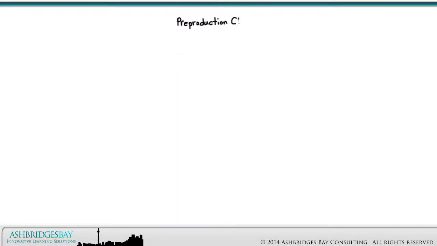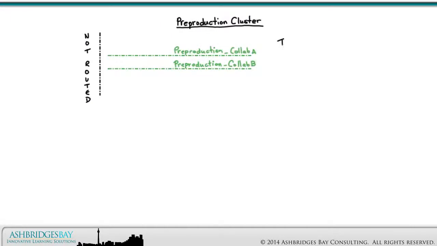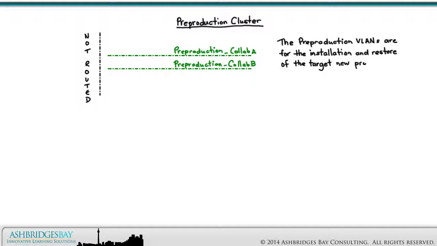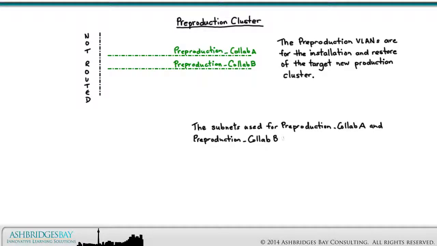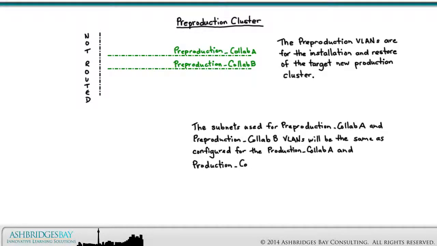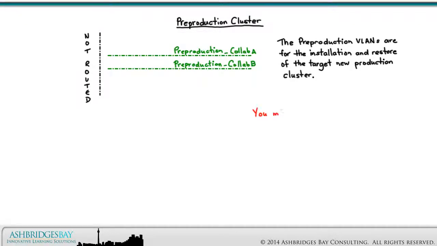The PreProduction cluster has the PreProduction Collab A and PreProduction Collab B VLANs. These VLANs are not routed to the production network. The PreProduction VLANs are for the installation and restore of the target 9.1.2 cluster. The subnets used for the PreProduction Collab A and PreProduction Collab B VLANs will be the same as configured for the Production Collab A and Production Collab B VLANs. The pre-production cluster mirrors the production cluster. You must isolate the pre-production Collab A and pre-production Collab B VLANs.